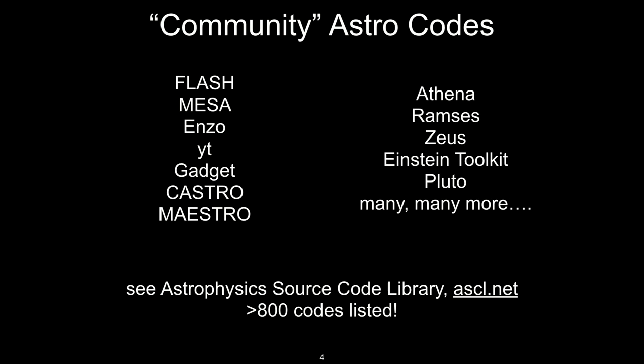Some of the big community astro codes are FLASH, which Dean talked a little bit about, MESA, which is a code for stellar evolution, Enzo does cosmology, yt does data analysis and visualization, Gadget is a smoothed particle hydro code, Castro is a compressible astrophysics code, Maestro. There's a whole list of these fairly large, fairly complex community codes. Many of these, I think all of these that I've listed here, are open source. They all have communities that are working on different scientific problems and are co-developing these codes together.